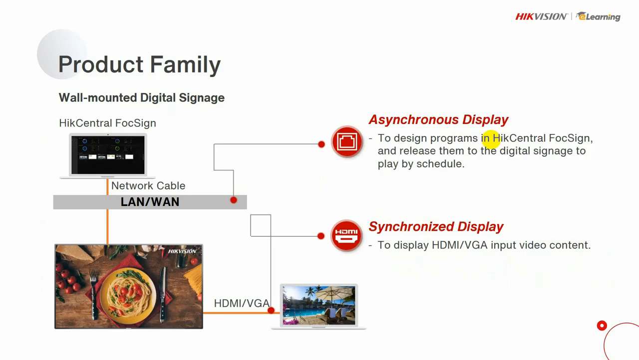There are two ways to play the content in digital signage. One is synchronized with HDMI or VGA. It's easy to understand, right? You connect the video source or the content source directly with the digital signage. And the other one is asynchronous, with HCF releasing the content on a play-by schedule. Like the topology here, you can connect the digital signage through the network and manage it on HCF.